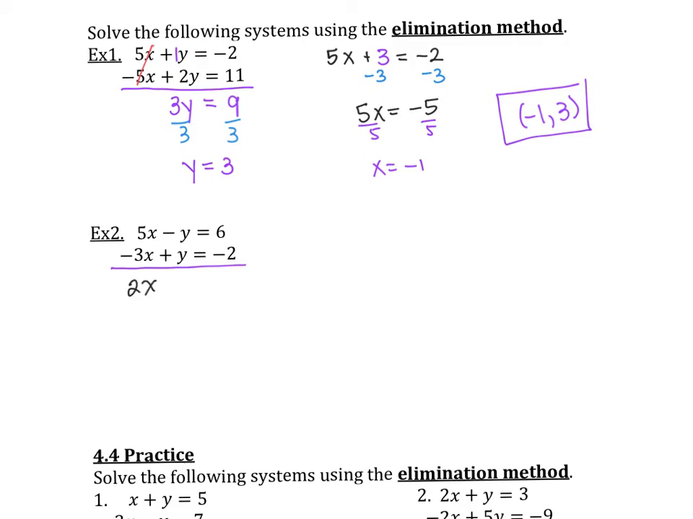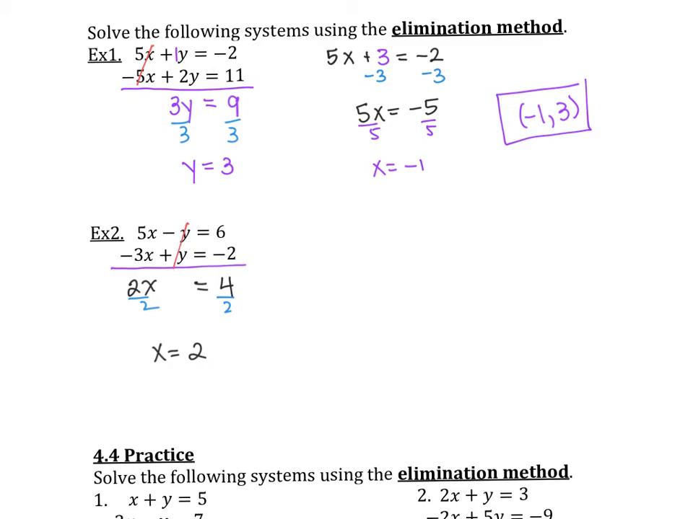For the next column, I have a minus y plus y. Minus y plus y is going to cancel. Equals. And then I have a positive 6 minus 2. So 6 minus 2 is 4. So I have 2x equals 4. I'm going to go ahead and solve for x. I got x equals 2.